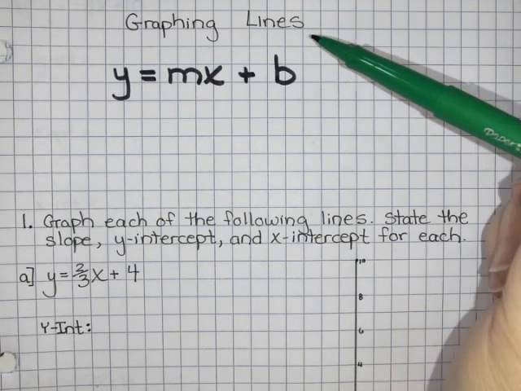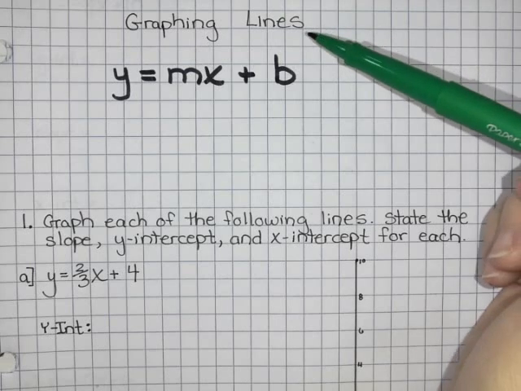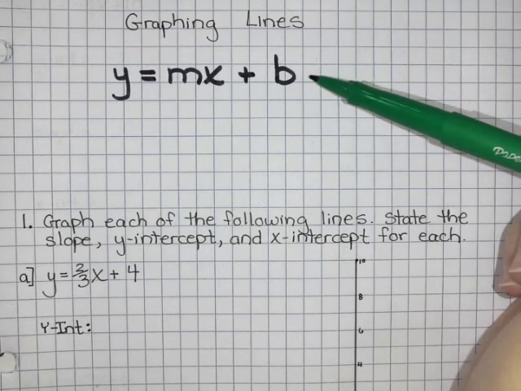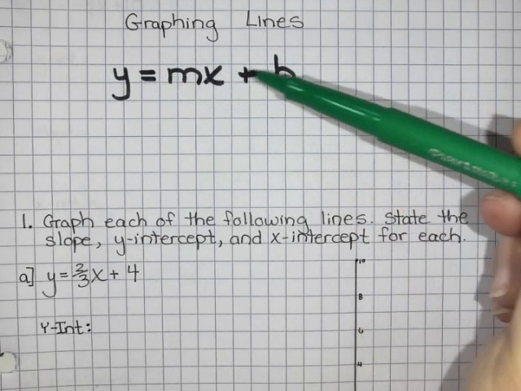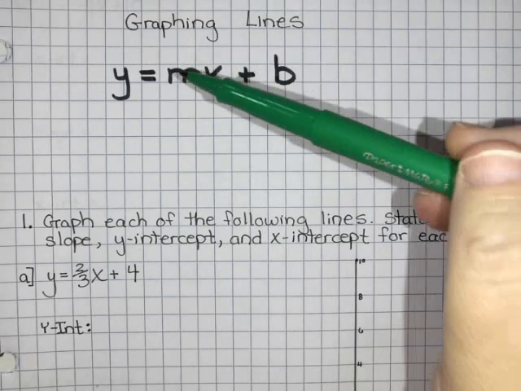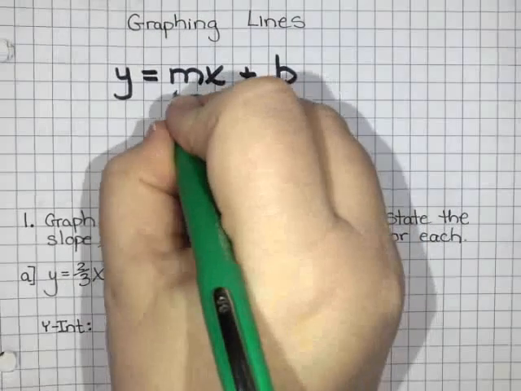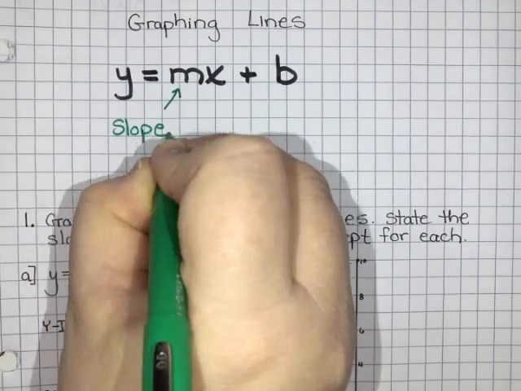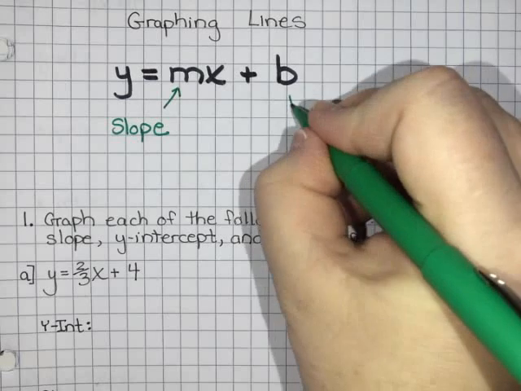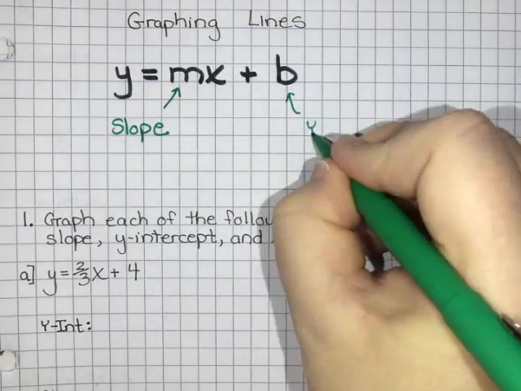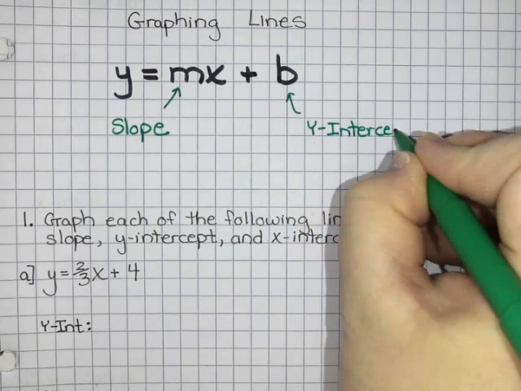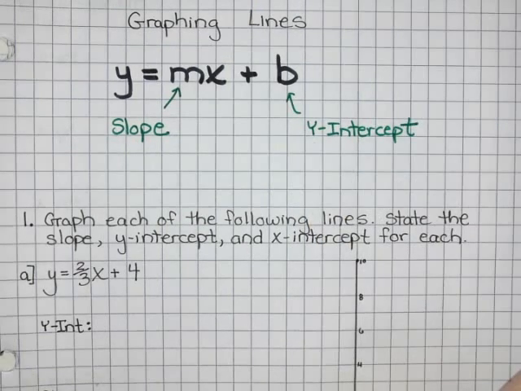Today we're going to talk about graphing lines. Just as a little recap from what we learned in our previous lesson, the generic equation for a line is y equals mx plus b. The m stands for the slope, and it tells you how to get to the next point. And the b stands for the y-intercept, which is where the graph crosses the y-axis.